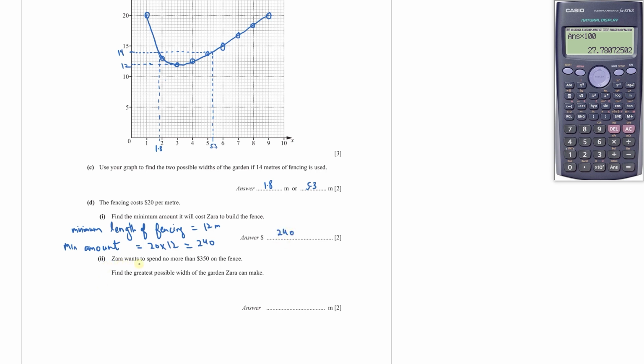Part 2 is Zara wants to spend no more than $350 on the fence. Find the greatest possible width of garden Zara can make. So you have dollars and meters. For $20 you can get a total length of fence in meters. So for $20 you get 1 meter. For $350 you will get X meters.